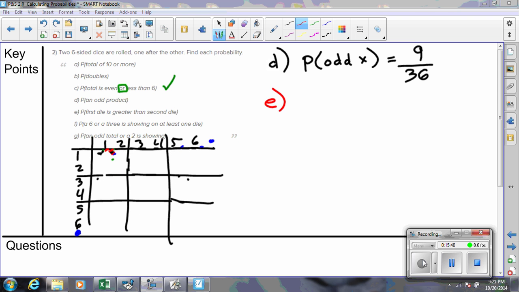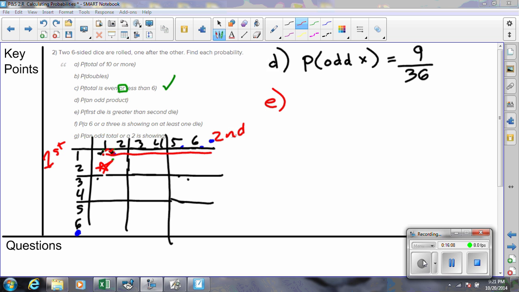Okay, continuing with part E. The probability that the first number is greater than the second. Okay, so if this one's our first and this one's the second, let's just do a quick count. We don't even need to know what the numbers are. We just got to do a quick one and say, well, what do we have? 1 is not bigger than 1. 1 is not bigger than 2, not bigger than 3. So none of the first row would work.